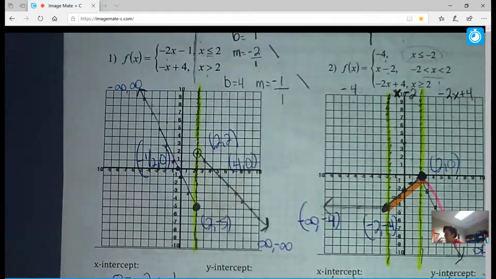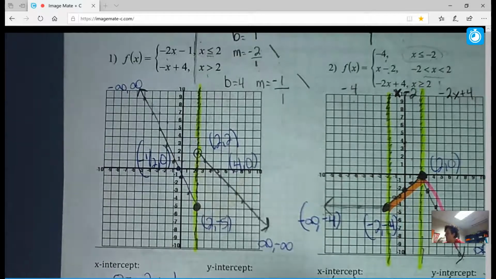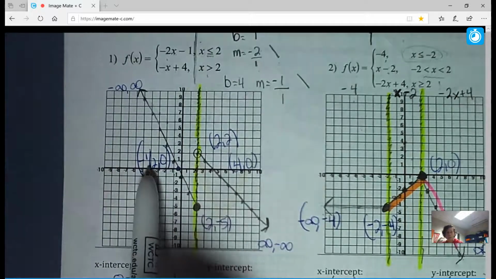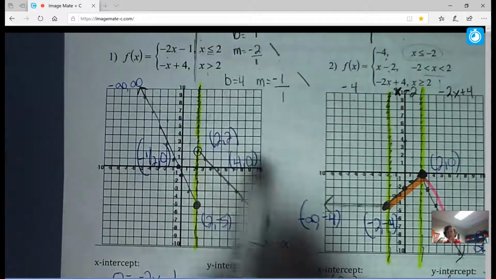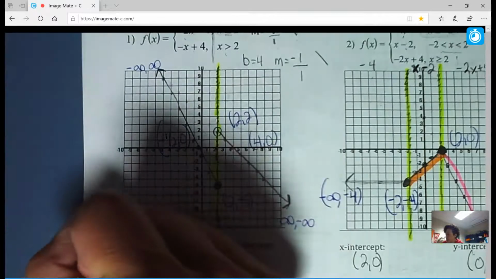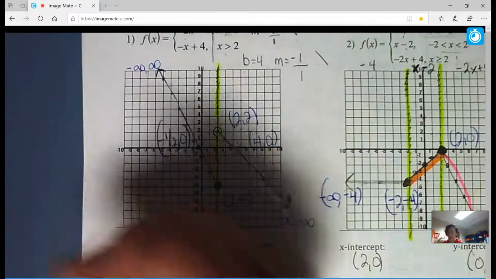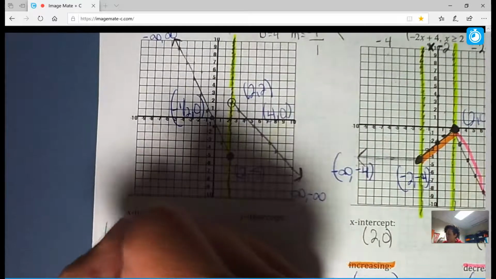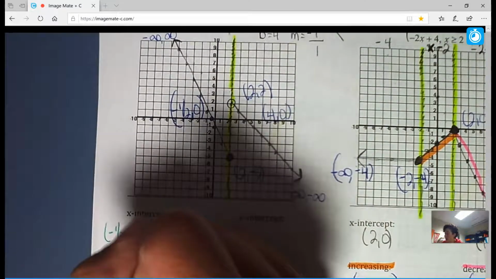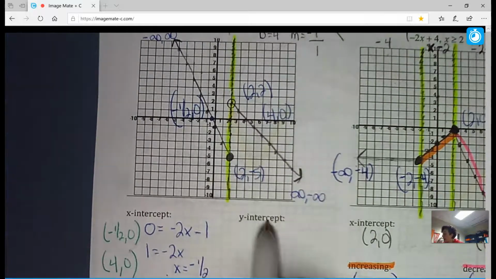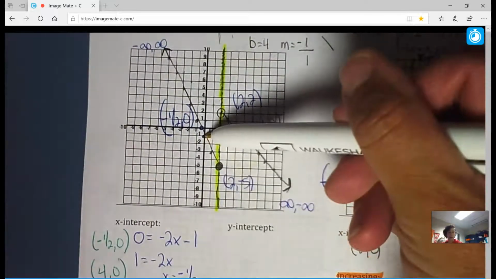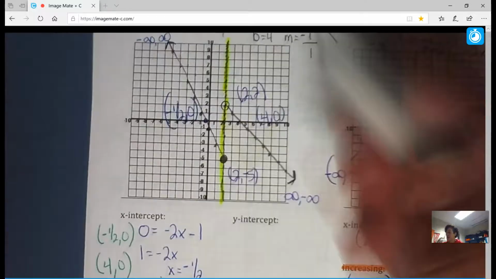All right, let's put our x-intercepts down. So one x-intercept is -1/2, 0. I had to do math for that one. The other one is 4, 0. I didn't have to do any math for that one. And it's an x-intercept, so it's a point. I write it as a coordinate. My y-intercept, I can easily tell because that was an exact dot that I put on there. That's 0, -1.